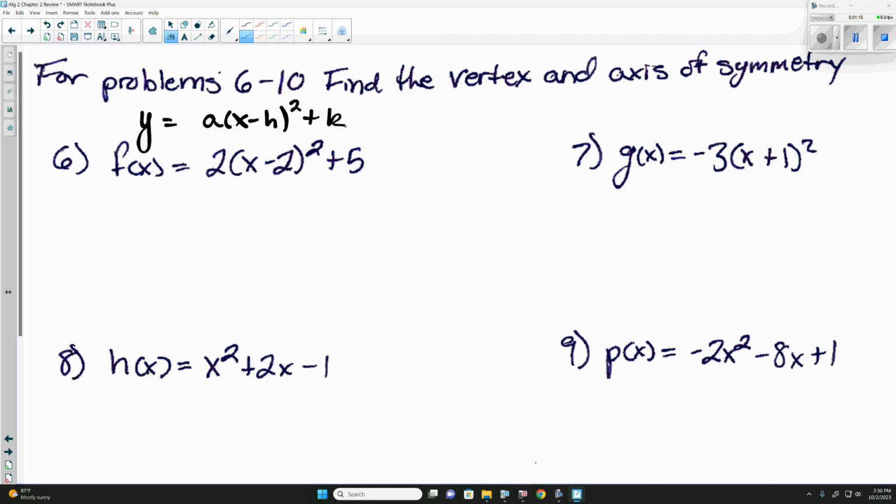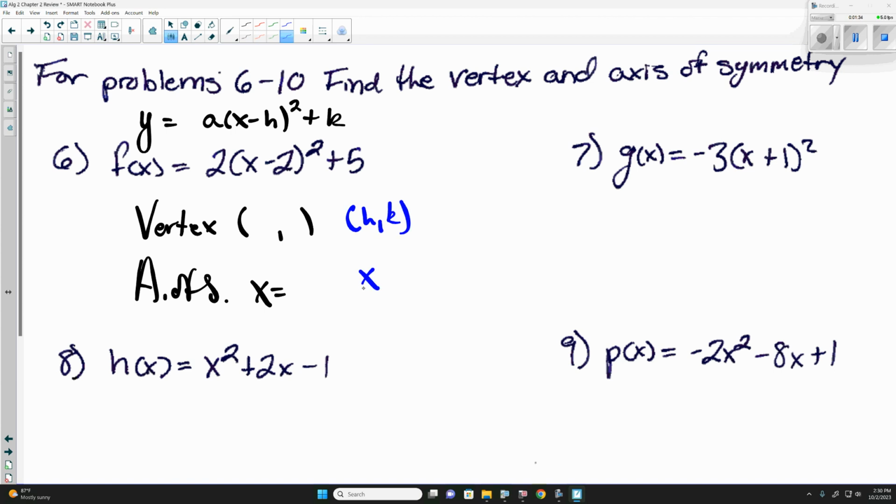Our y equals, or f of x equals a times (x minus h) squared plus k. And we want to find the vertex and the axis of symmetry. Now the vertex is the point (h, k). And the axis of symmetry for this here is x equals h. Now, what's the value of h for this here?